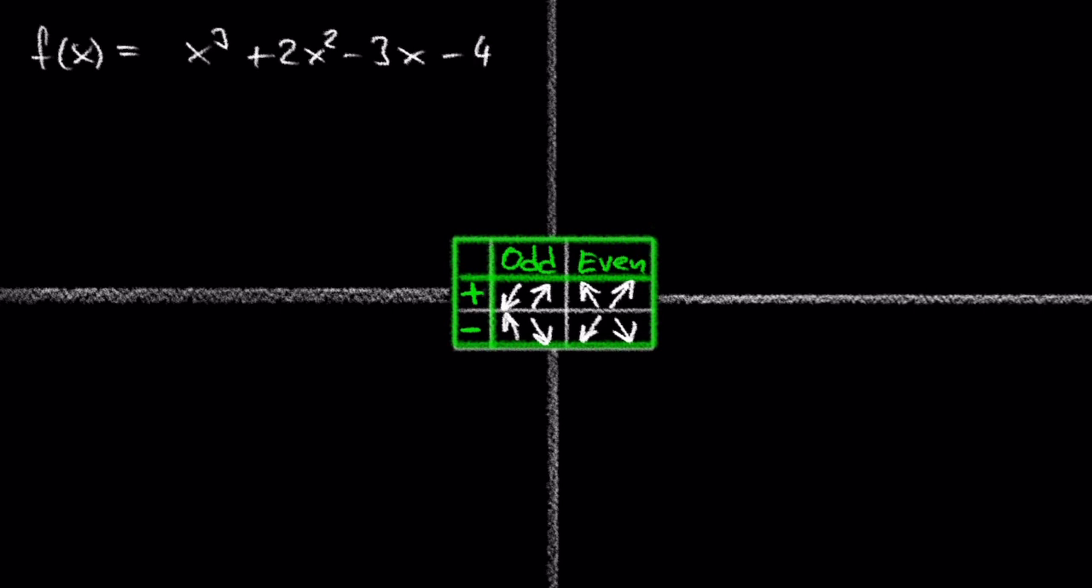The sign of the leading coefficient is positive, and the degree of the polynomial is 3, which is odd. Odd degree polynomials have graphs with opposite behavior at each end. So the graph of this function falls to the left and rises to the right.